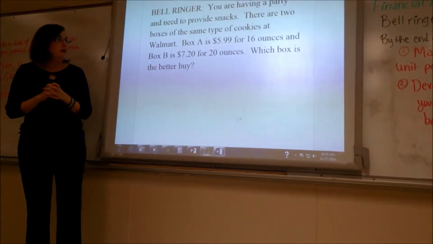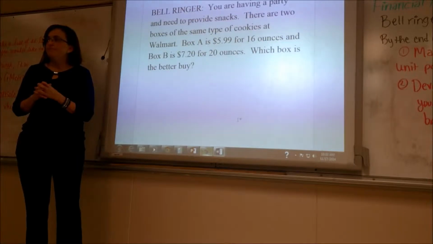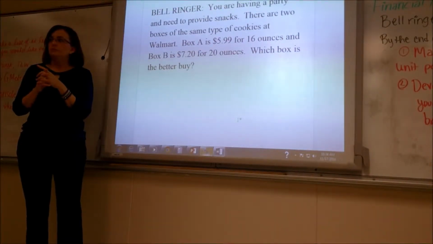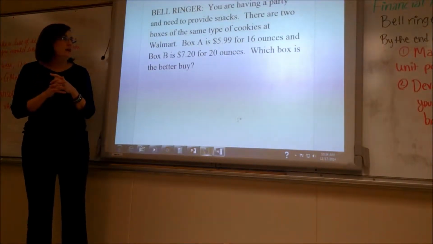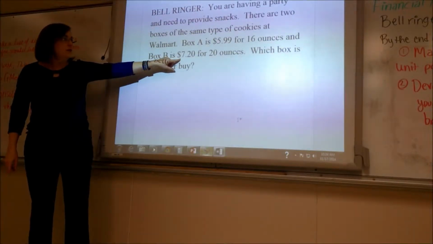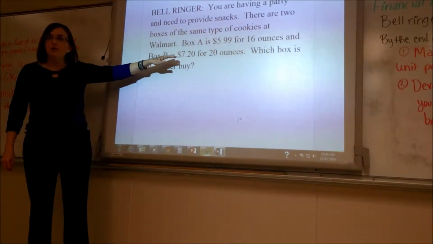Box A. How much was box A per ounce? 37 cents per ounce. Okay, good. 37 cents per ounce. And how much was this one, Tyler? 36 cents per ounce. So which one is the better buy? Box B, because it's cheaper per ounce.